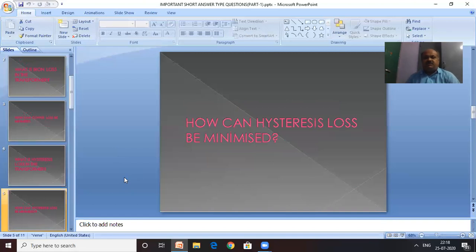How can hysteresis loss be minimized? This loss can be minimized by using core material whose hysteresis loop area is less. And soft iron has less hysteresis loop area, so this is preferred for making the core of the transformer.